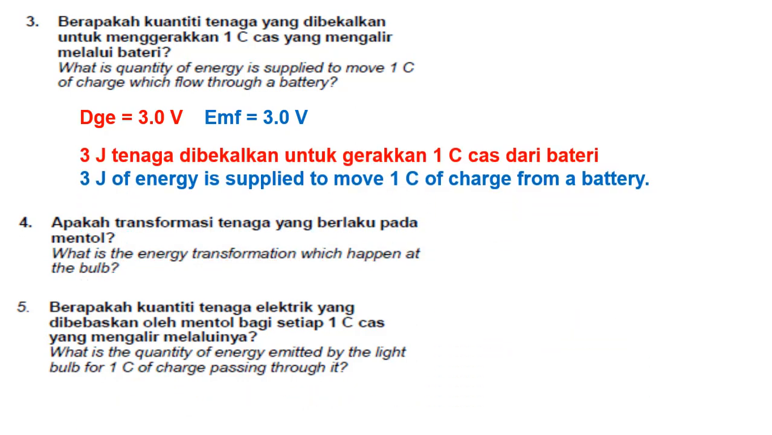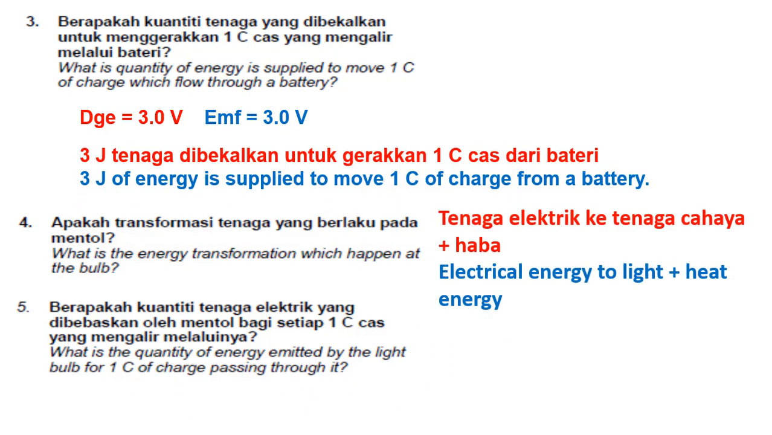Now, what is the energy transformation which happens at the bulb? So the bulb gets electrical energy and gives light plus heat energy. Okay, next, what is the quantity of energy emitted by the light bulb for 1 coulomb of charge passing through it? The battery supplies 3 joule of energy in order to move 1 coulomb of charge around the circuit. And when the charge moves through the battery to the bulb, the energy is transformed from electrical energy to light energy.